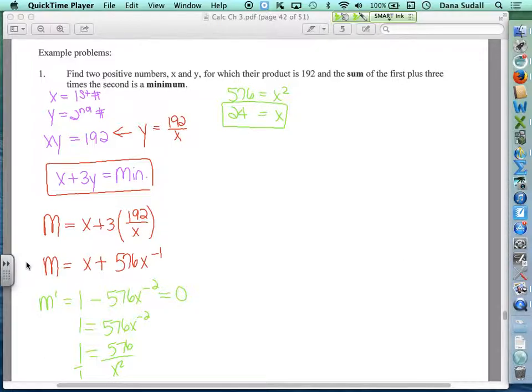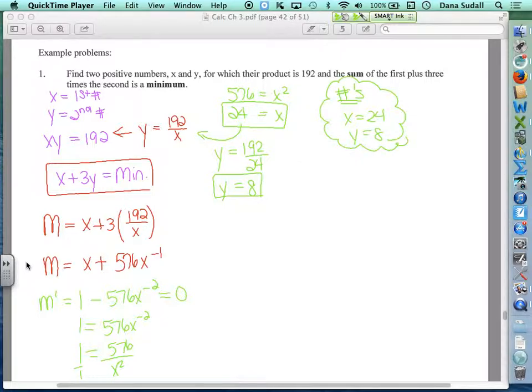Now this one happened to be a nice round number. They're not all going to be nice round numbers. You may have roots. You may have irrational numbers, things like that. Okay, so let's plug this 24 then into this equation here, and we can get our y value. So 192 divided by 24, that's going to give us 8. So it asks, what are the two numbers? So my numbers are x is 24, y is 8.